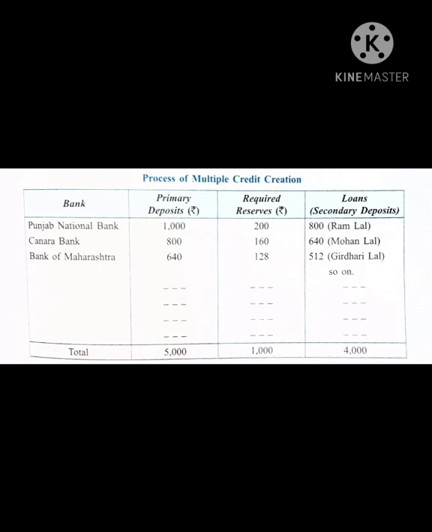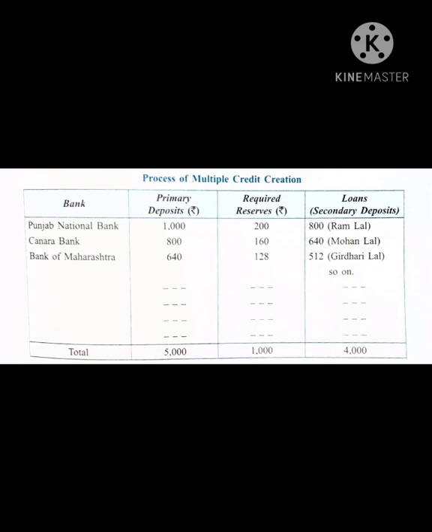Now again I will reduce this 128 rupees from 640. If I reduce it, what will be the remaining amount? That is 512 rupees. Now what is this 512 rupees? That is the amount which has been left for loan. Now Bank of Maharashtra will give this amount as a loan to someone. Suppose it has been given to Girdhar Lal. Now this will go on and on and on. But where will they stop? They will stop when the required reserve becomes 1000, that means equivalent to the first primary deposit.